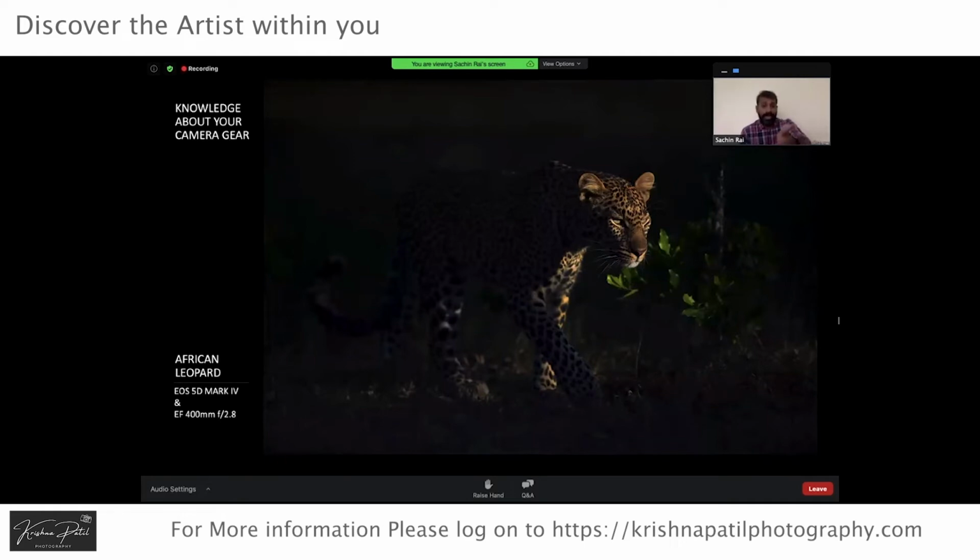So if you know your gear, you can't pre-plan this, guys. You don't know the leopard is there. The leopard just pops out of the bush instantly. The sunset is hitting on the face, and you have to be extremely quick to change your settings.